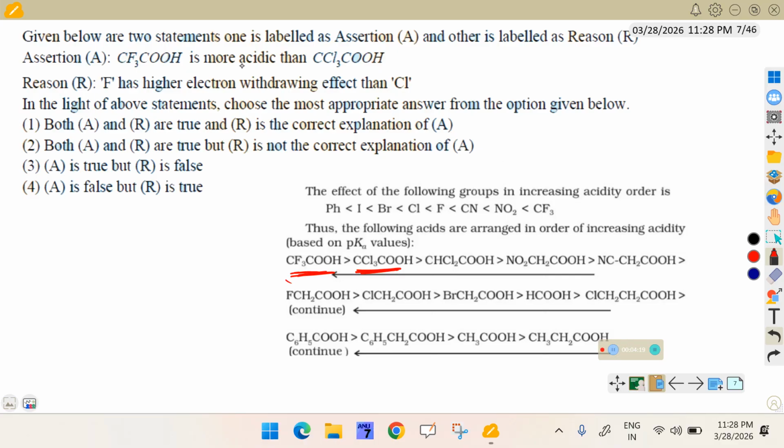Assertion: CF3COOH is more acidic than CCl3COOH. Correct. Fluorine has a higher electron withdrawing effect than chlorine. Correct. A is true, R is true, R is the correct explanation of A.